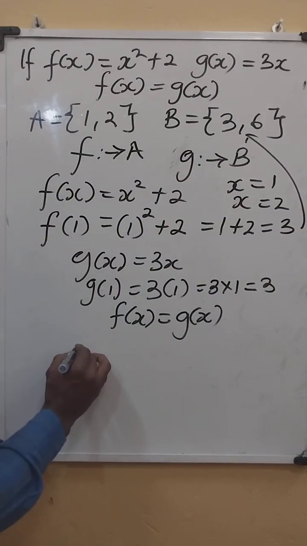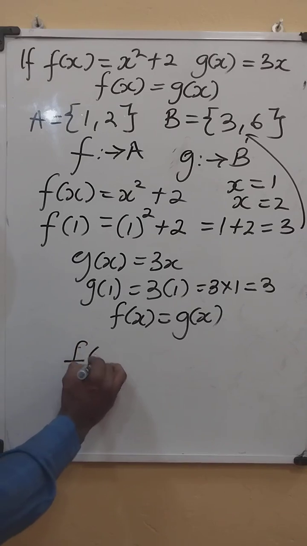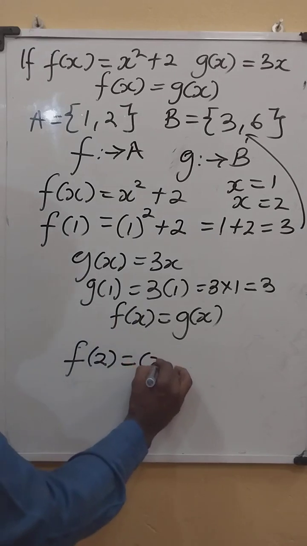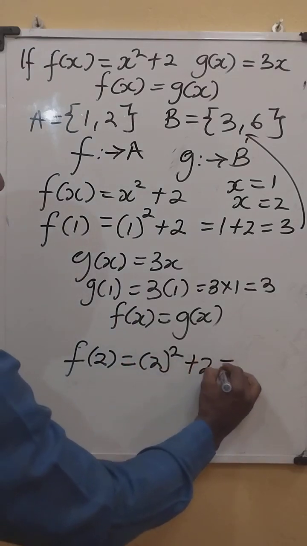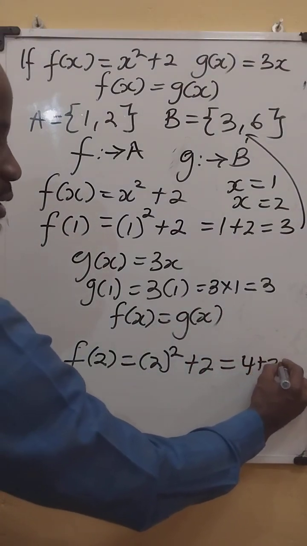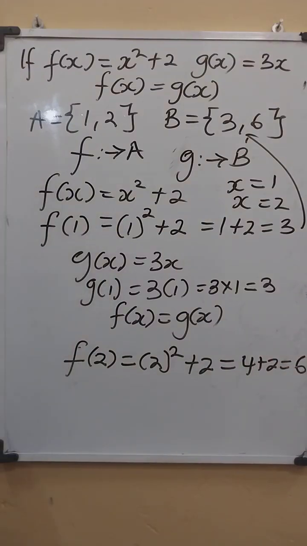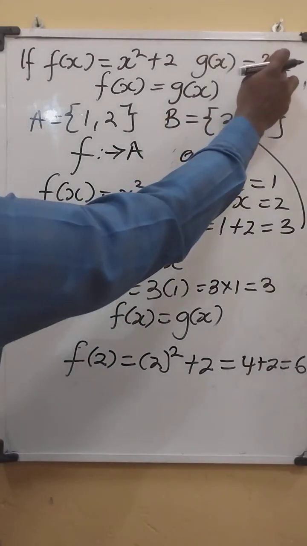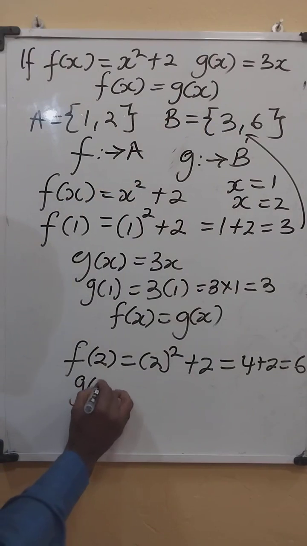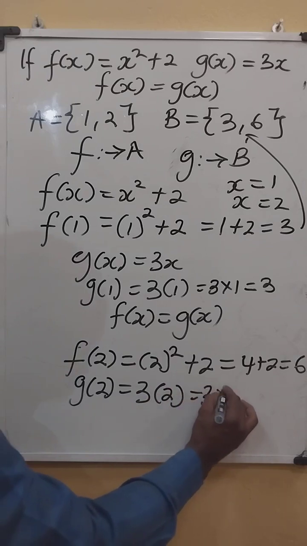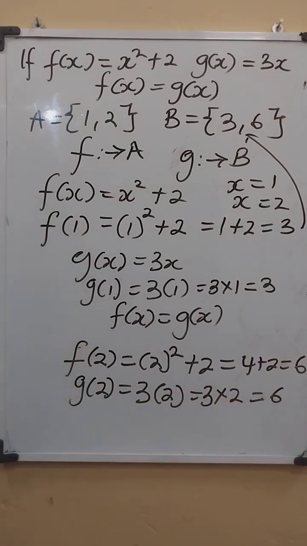For the second, we have f(2) is equal to 2 squared plus 2. So 2 squared is what? 4. That's 2 times 2 is 4. 4 plus 2 is 6. So let us substitute that same 2 into the function g(x) is equal to 3x. And so we have g(2) is equal to 3 times 2. What do we still have? We have 6. Did you get that? We have 6.